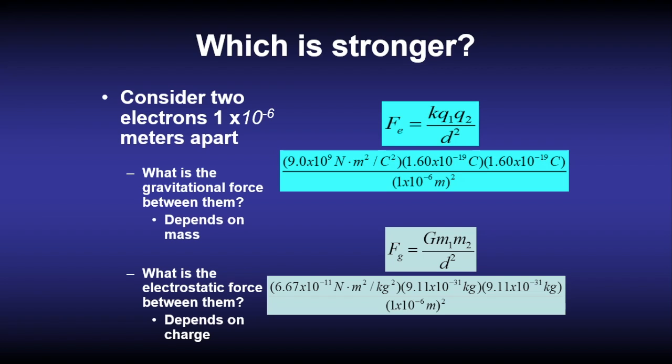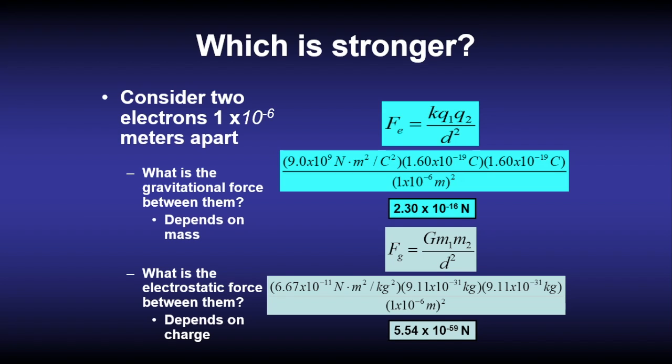So if we take a look at our force of gravity equation now, we're going to see that we have G, our gravitational constant, which is just 6.67 times 10 to the negative 11, times m1. Well, the mass of an electron is 9.11 times 10 to the negative 31st, times the mass of another electron, divided by d squared, and d is the same in both cases.